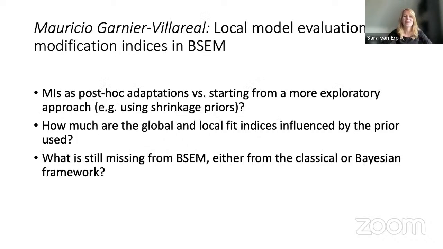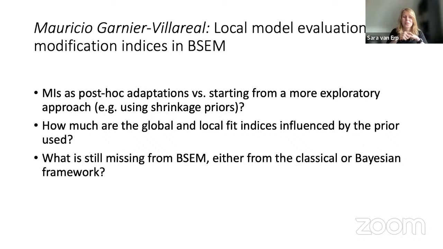And then finally for Mauricio. Again, this work is so important to make Bayesian SEM more useful for the applied user, because now we have so many tools coming from the frequentist SEM framework that people are used to, and they want these local and global fit indices. You're making them available so that there's actually no excuse anymore for applied users to not use Bayesian SEM, because they can use everything they're used to, but in a better way, I would say. So I think that's really great to see.